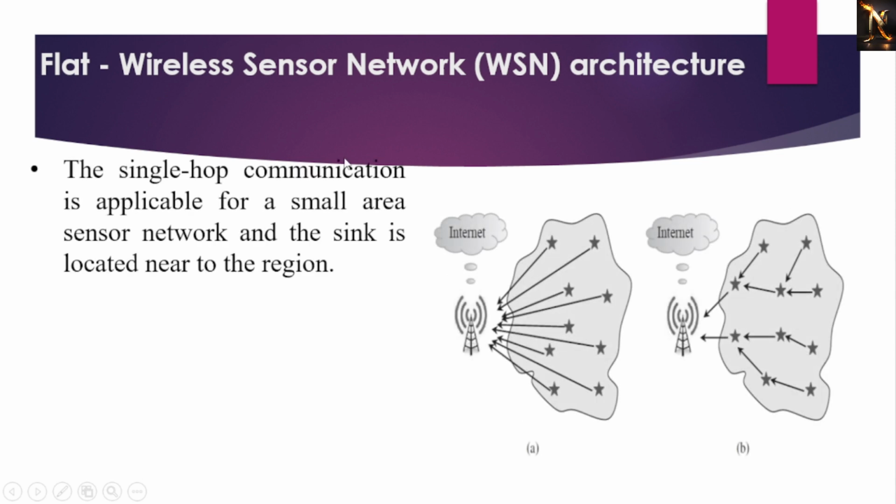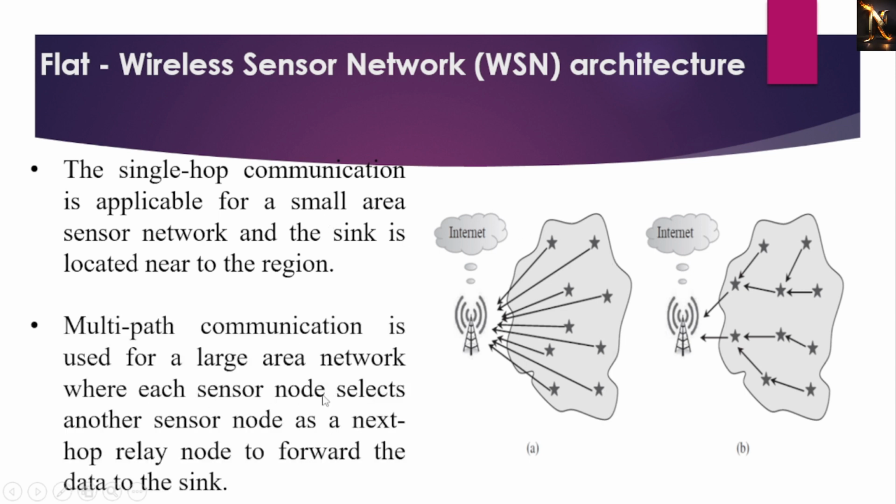Single-hop communication is suitable for small area sensor networks, particularly when the sink is located in close proximity to the region. In contrast, multi-hop communication is employed in large area networks. In this scenario, each sensor node chooses another sensor node as the next hop relay node to efficiently forward the data to the sink.